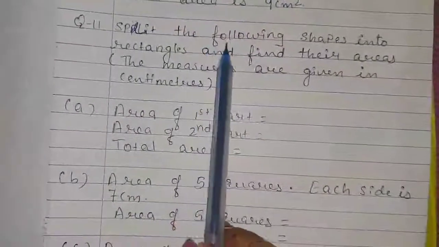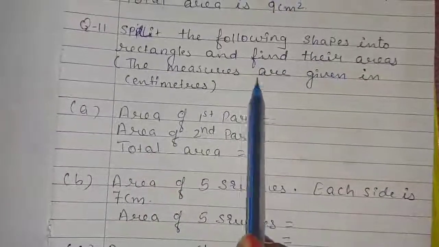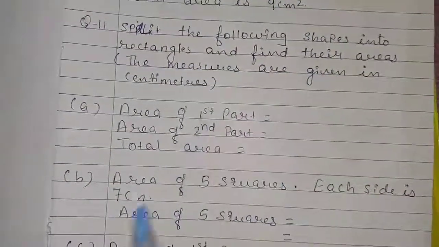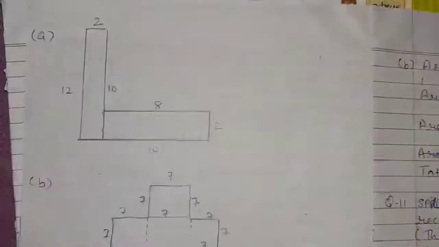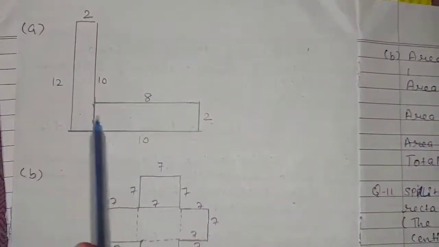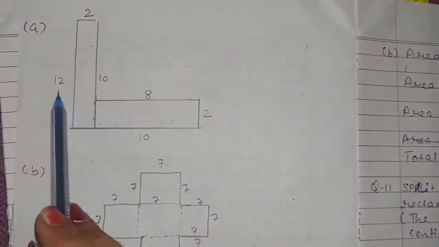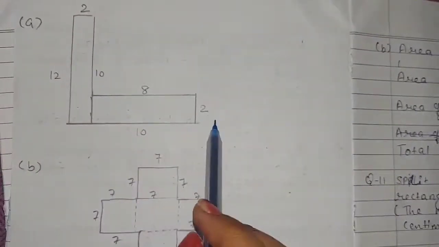Question number 11. Split the following shapes into rectangles and find their areas. The measures are given in centimeters. Here also different shapes are given. We have to split it into rectangles. First shape is L shape. We have split it into two rectangles. So 12 into 2 plus 8 into 2.